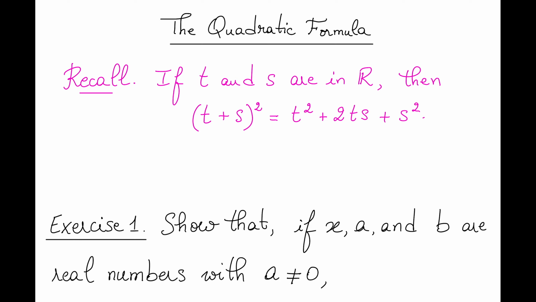The quadratic formula. So in this section, we're going to prove the quadratic formula, and we're going to try to apply it to some examples. To this end, let's try to recall this property. If t and s are two real numbers, then the square of their sum is equal to the sum of their squares plus twice their product, right?